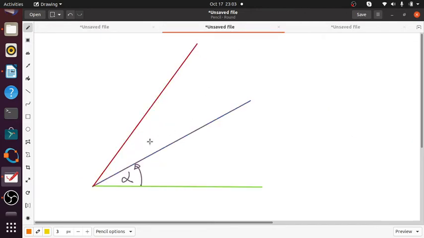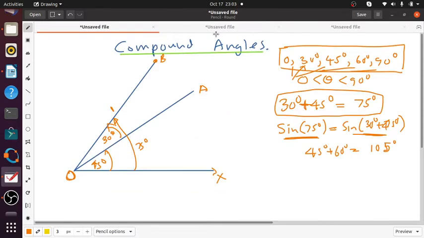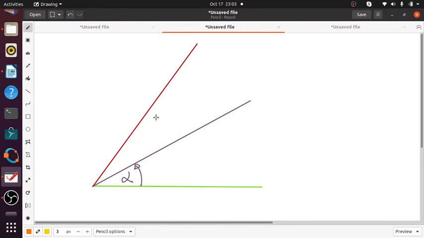Okay, so first let me define this for two general acute angles. Let's say alpha and beta are between 90 degrees and 0. These are two acute angles, so alpha could be 30 and beta could be 45, so anything.